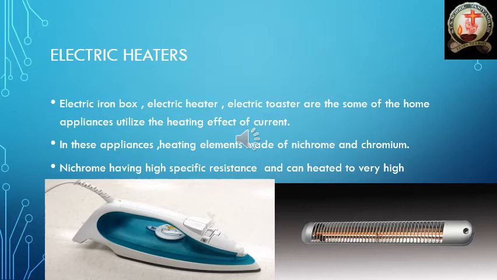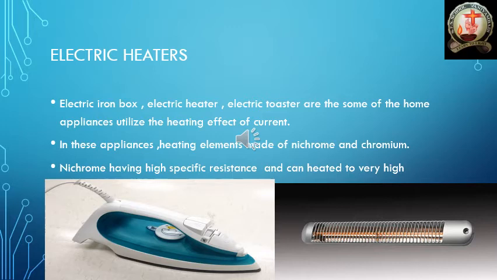Now the third point: nichrome has high specific resistance and can be heated to a very high temperature. Nichrome has a higher resistance value. High specific resistance means more resistance value, and it can be heated to very high temperature.